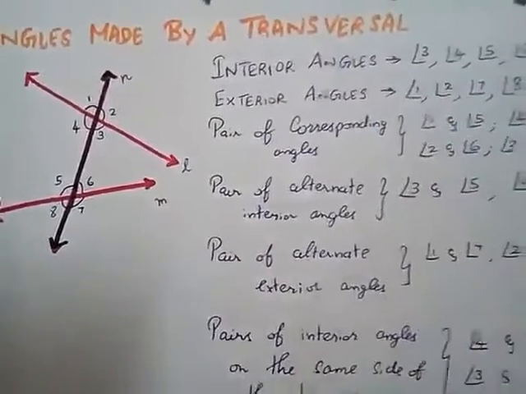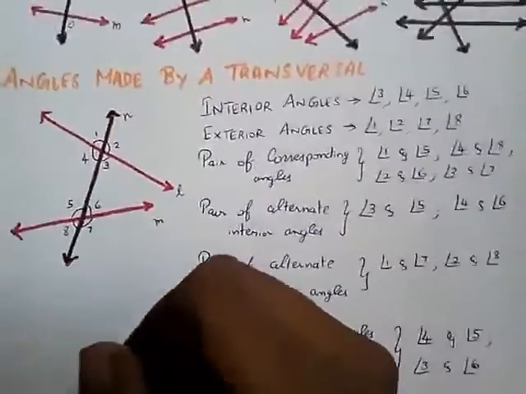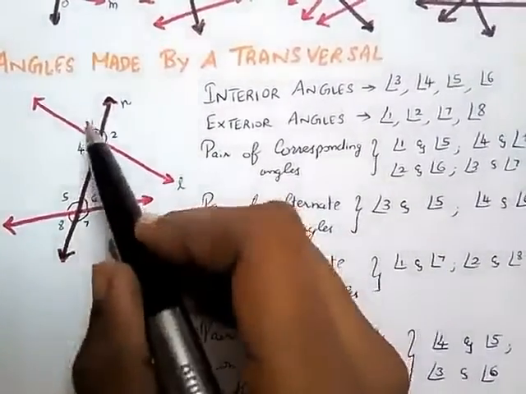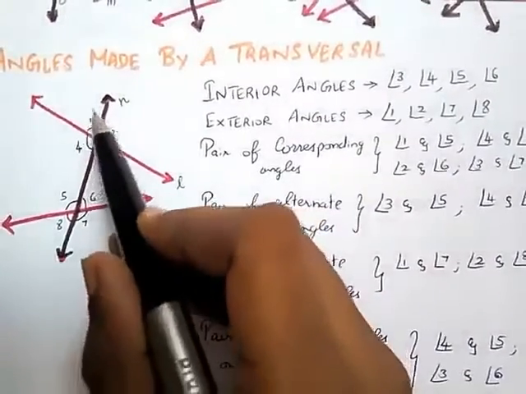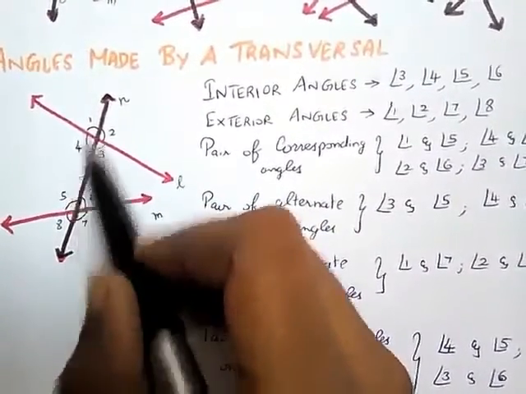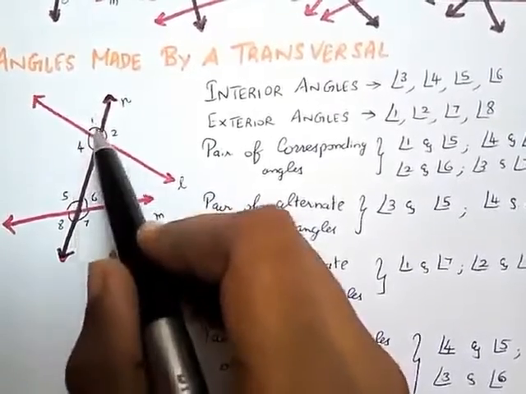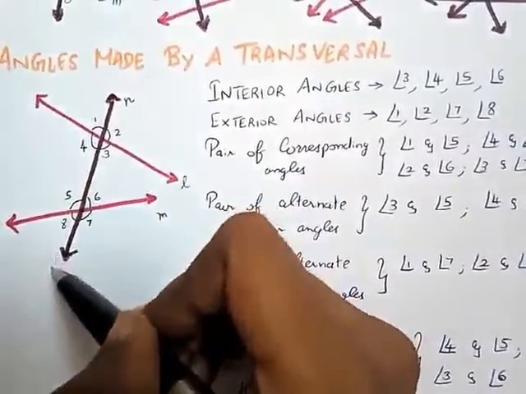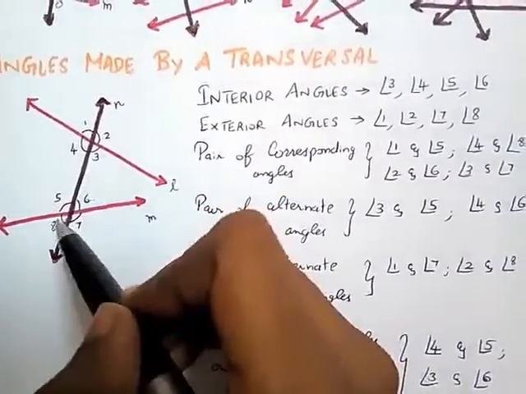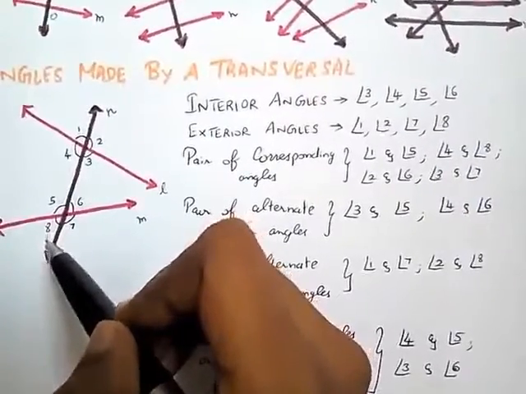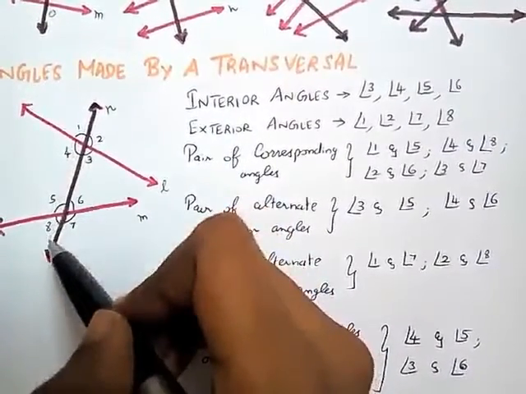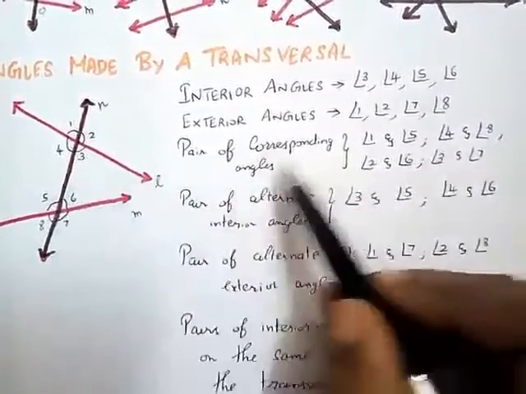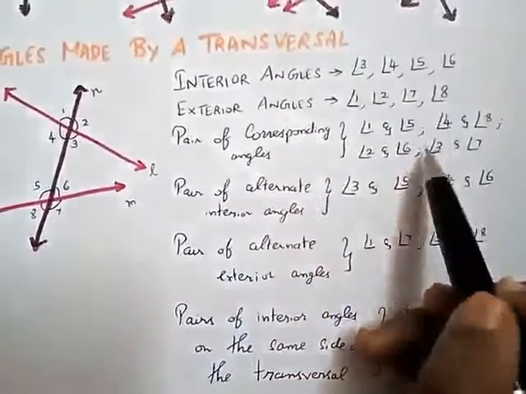And then corresponding angles. Corresponding angles are those angles which are on the same side of the transversal, and the pair includes an exterior angle and an interior angle. For example, angle 1 and angle 5. Angle 1 is an exterior angle and angle 5 is an interior angle, and they lie on the same side of the transversal. So angle 1 and angle 5 are a pair of corresponding angles. Likewise, angle 4 and angle 8, angle 2 and angle 6, and angle 3 and angle 7 are all pairs of corresponding angles.